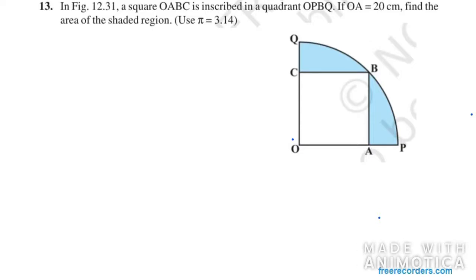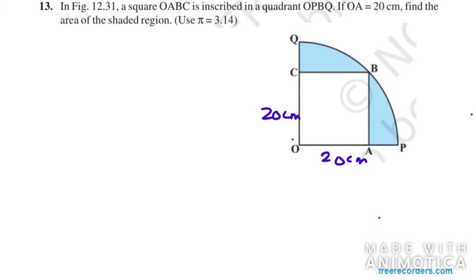Hello all, let's start with exercise number 12.3, question number 13. In this case, a square OABC is inscribed in a quadrant. As you can see in this figure, OA is 20 centimeter and OC will be 20 centimeter as it is a square. Find the area of the shaded region.